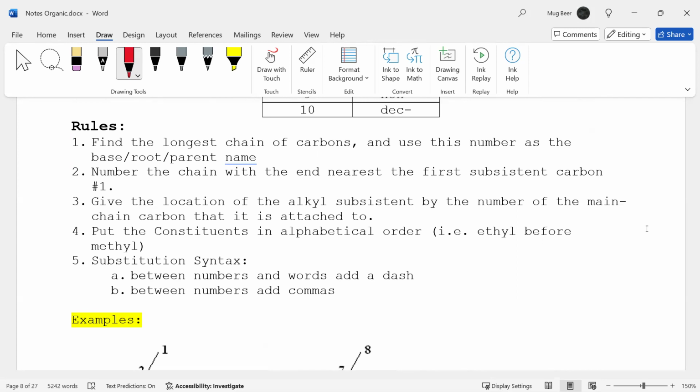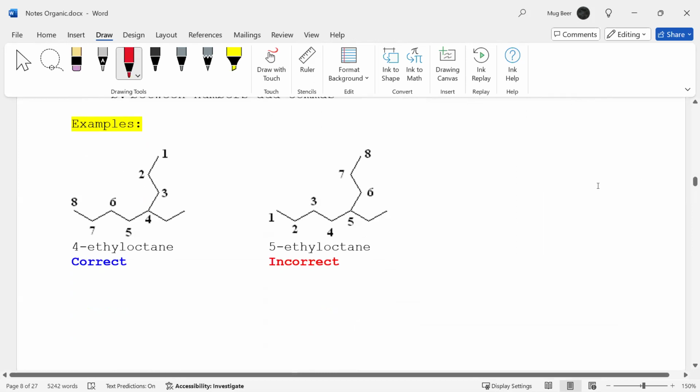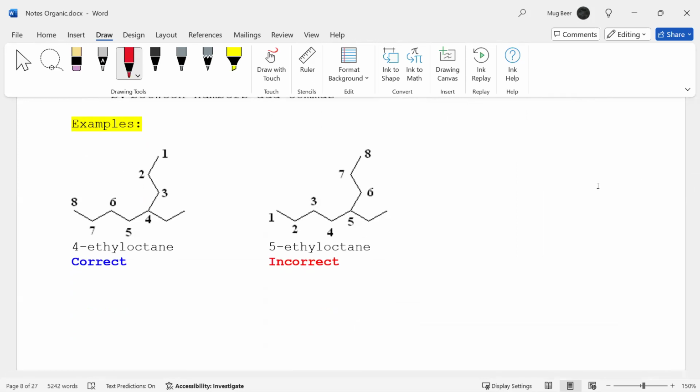You're going to put the constituent side chains or functional groups in alphabetical order, meaning eth comes before meth. And then the syntax is commas between numbers and dashes between numbers and words. So that's the complicated way to talk about this. So the first one, this is the correct name, and the second one is the incorrect name.